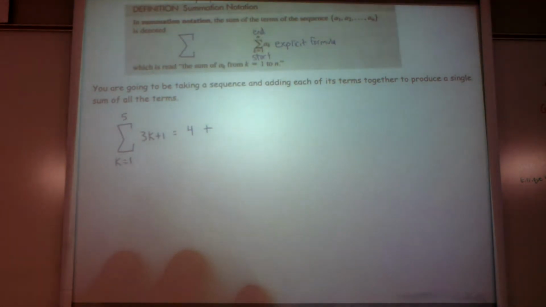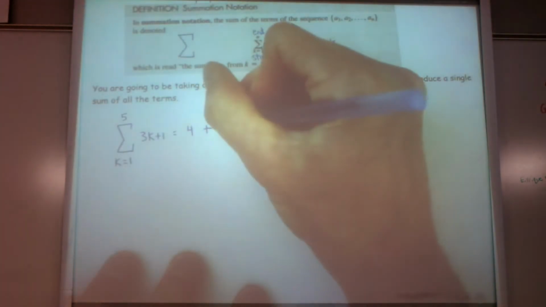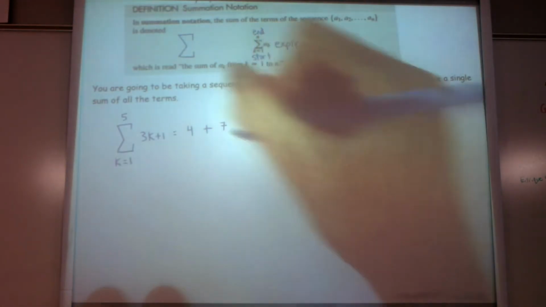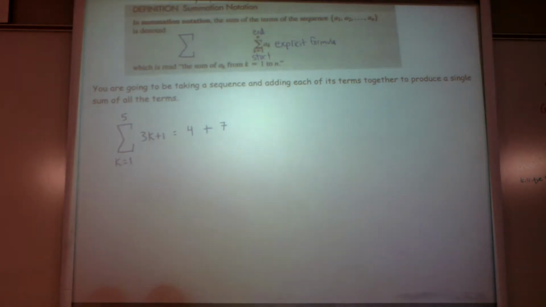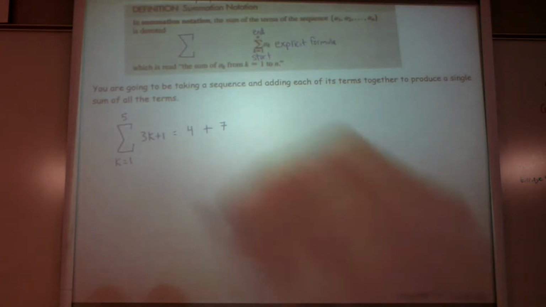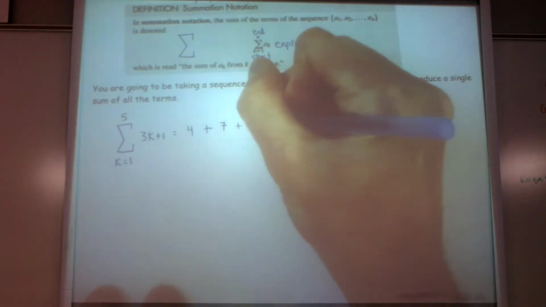Then I'm going to add that with what I get when I plug in 2. So I go to the next whole number. After 1 is 2. 3 times 2 is 6, plus 1 is 7. Then I'm going to go to 3. 3 times 3 is 9. 9 plus 1 is 10.